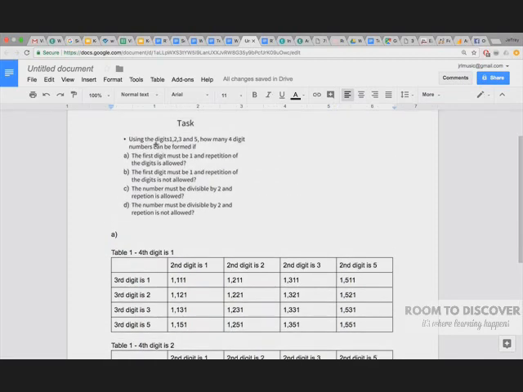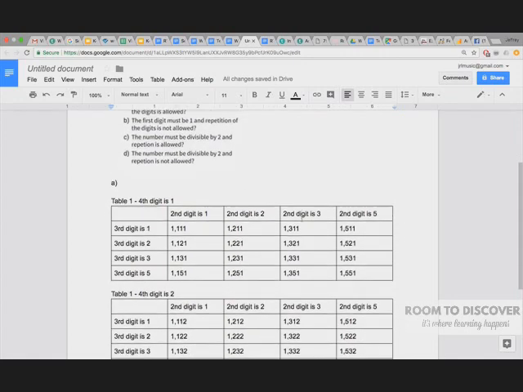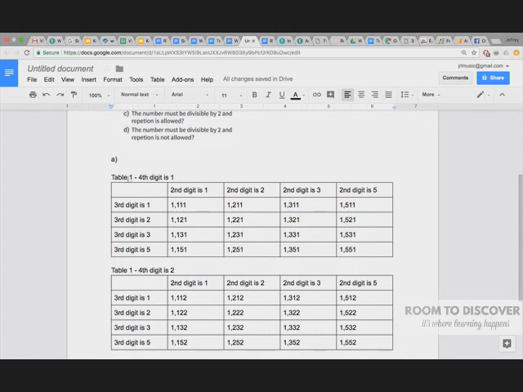for question A. Now for question B, the first digit must be 1 and repetition of the digits is not allowed. So now what we're doing is, let's say I still constrain my first digit as 1, right? And my second digit is 1, but I'm going to eliminate this option, right? So if my second digit is 1, my third digit can't be 1.